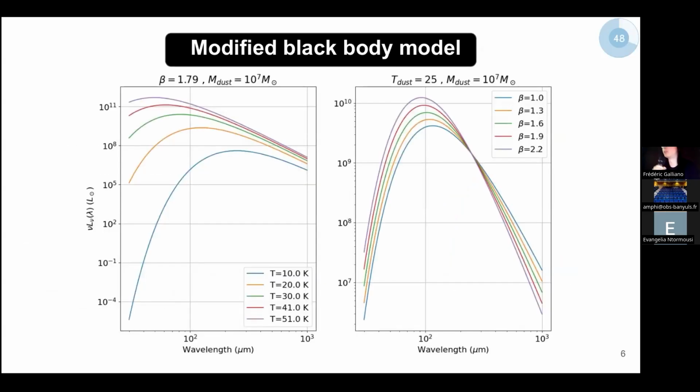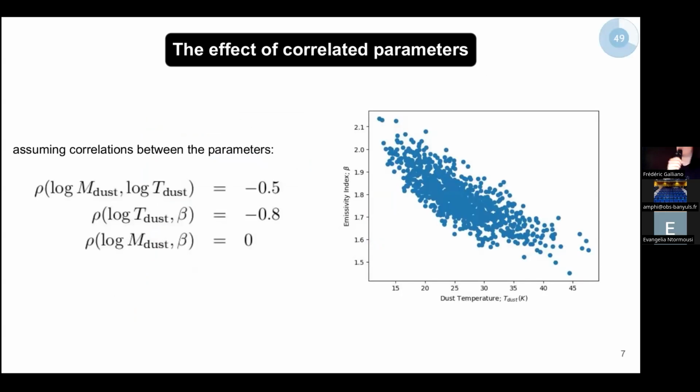And here you can see how the parameters affect the shape of the modified blackbody spectrum. We also know that those parameters can sometimes influence each other. So of course we can assume that the parameters are correlated with each other and generate a series of correlated parameter space, but that's another story. Due to time limitation, we cannot go into much detail.